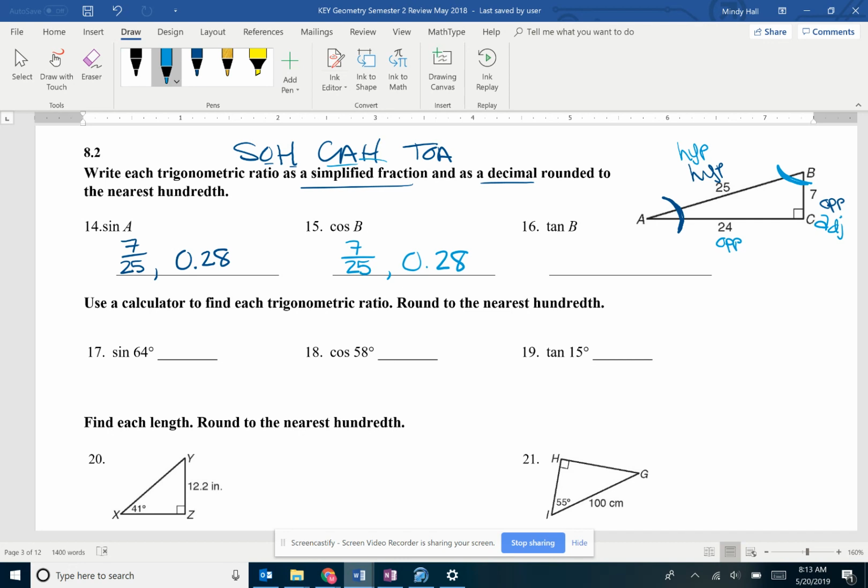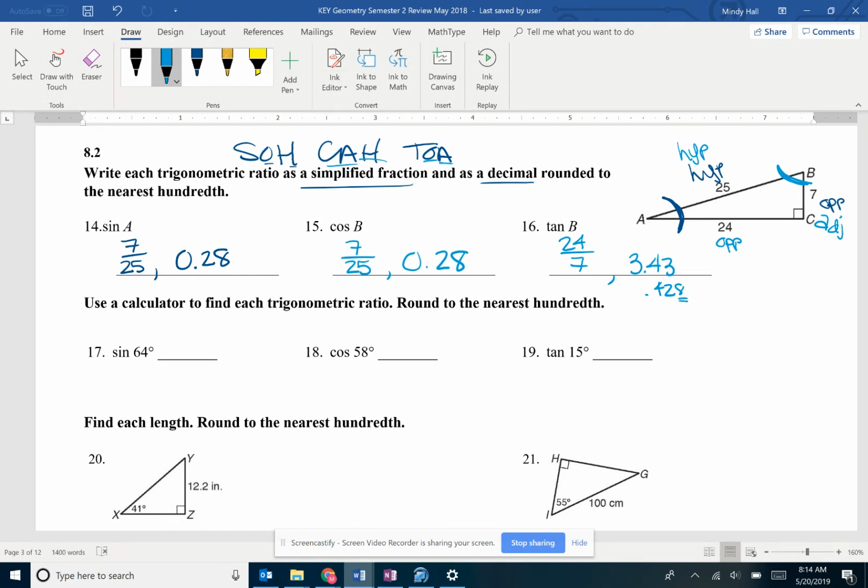And then if I want tangent of B, tangent is opposite over adjacent. So that would be 24 over 7. And 24 divided by 7 is 3.43. It's 3.428 if you're curious, but that 8 tells us to round up to 3.43.